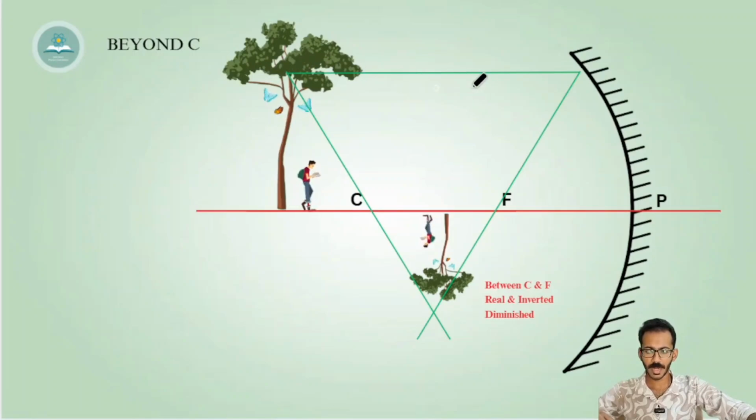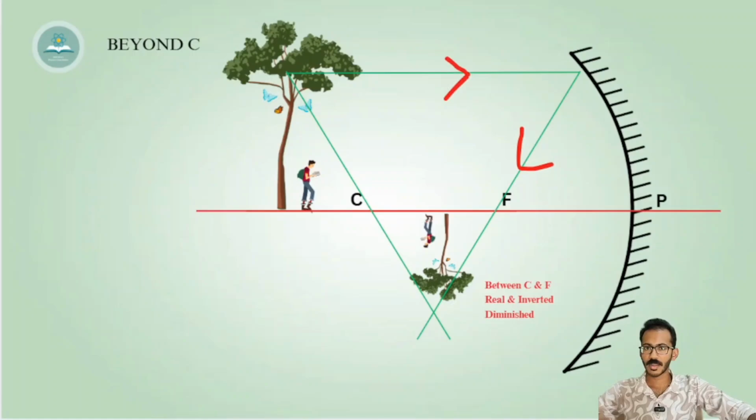First ray parallel to the principal axis. So my first ray is coming and hitting the mirror. It's parallel to the principal axis. Whenever a ray comes and hits the mirror parallel to the principal axis, it should pass through the focus. So it's coming and passing through the focus.